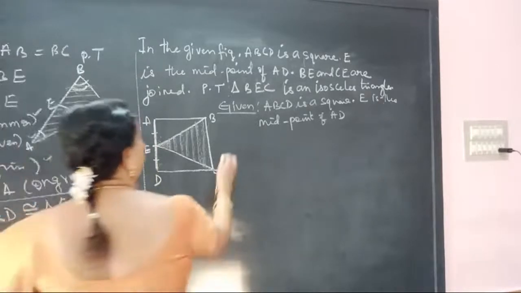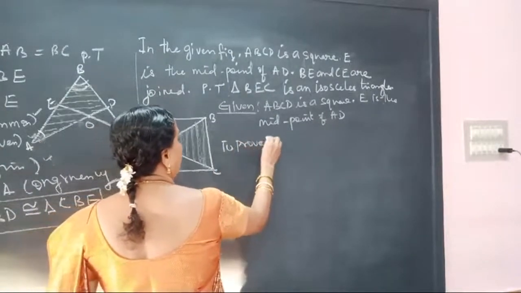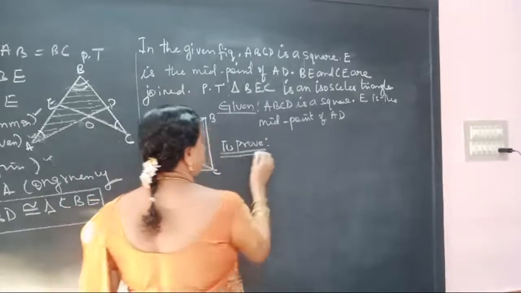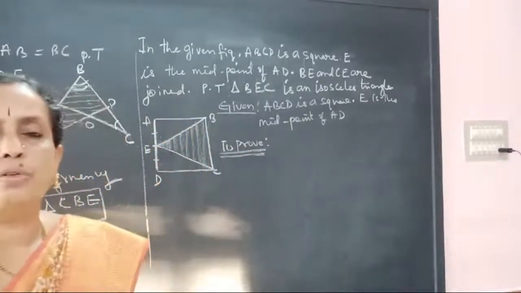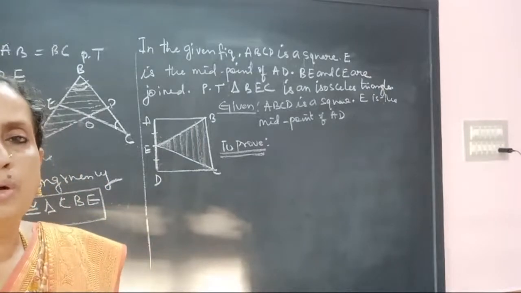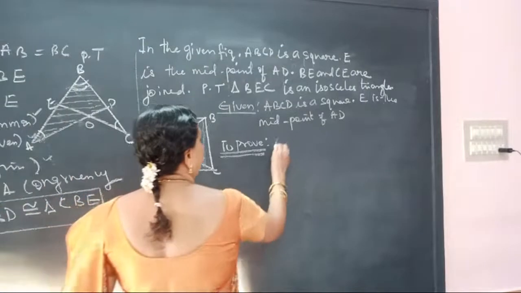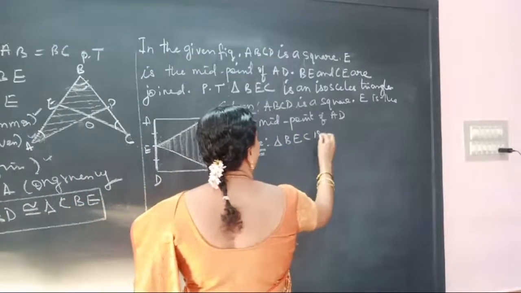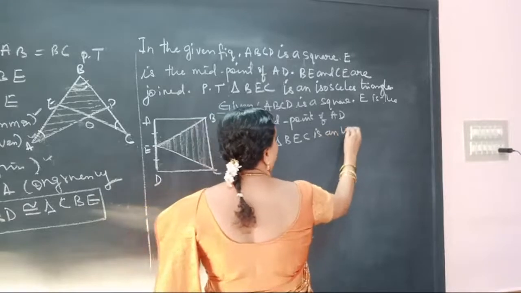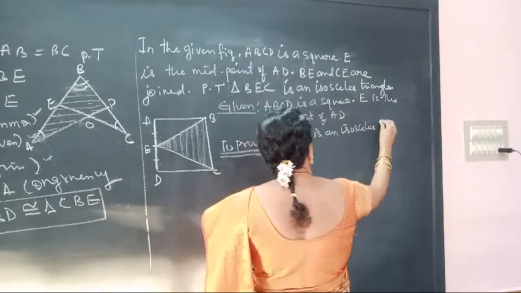To prove, I think you all know the method of writing step one below the other. Like a theorem, if it is 4 marks, you have to show all the details. To prove triangle BEC is an isosceles triangle.